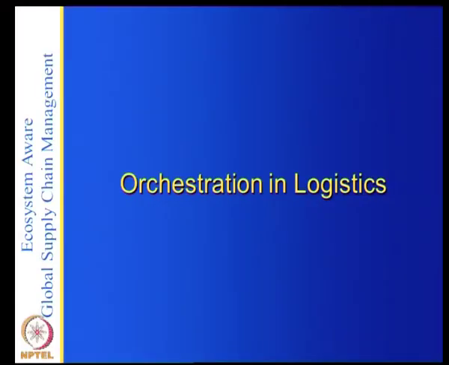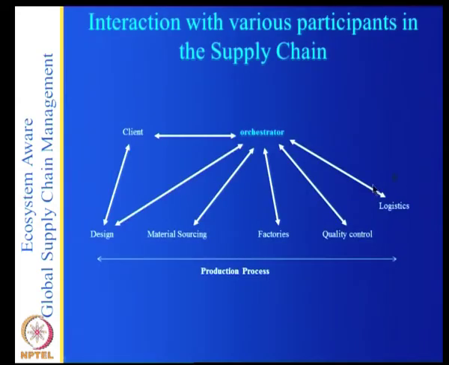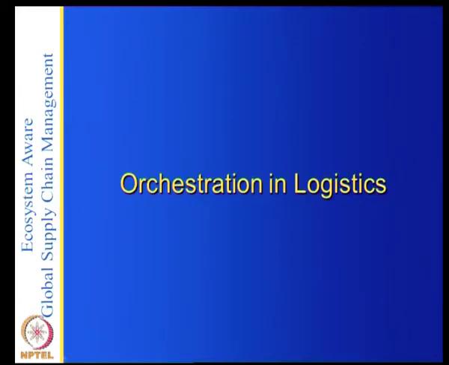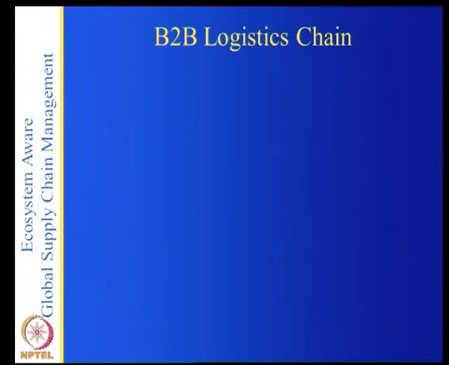So we are looking at various kinds of examples. We looked at the orchestration in SMEs, where we saw that there is the interaction with various participants in the supply chain, and how this helps. Let us look at the logistics. That is what is called the B2B Logistics Chain.